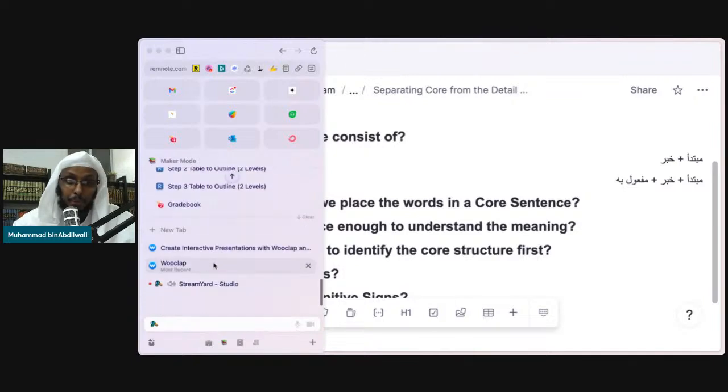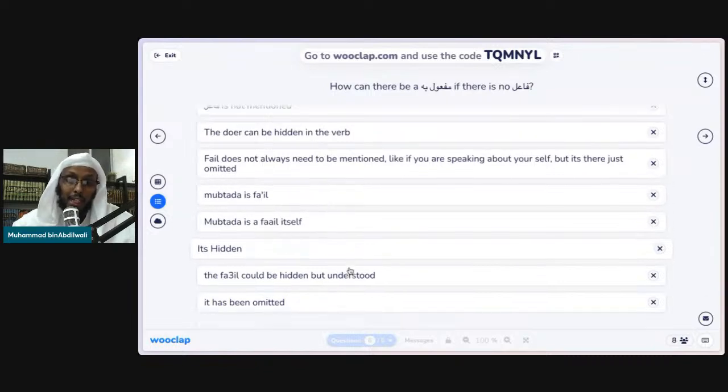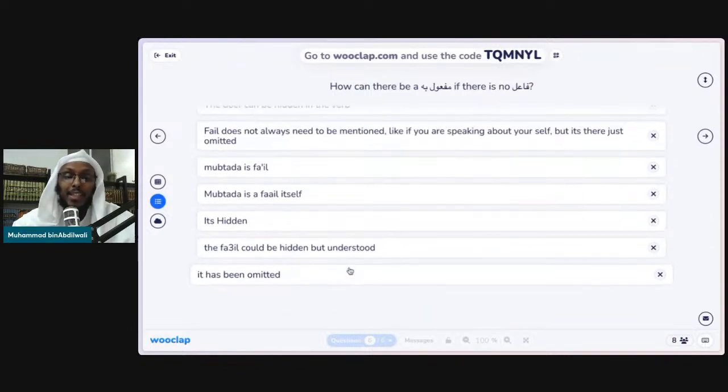Okay, like some of you said, the doer can be hidden in the verb. Fa'il does not always need to be mentioned, like if you're speaking about yourself, but it's just omitted. Mubtada is fa'il? Well, okay, we don't say that mubtada is the fa'il, at least they don't say that in classical grammar. But that is kind of true.